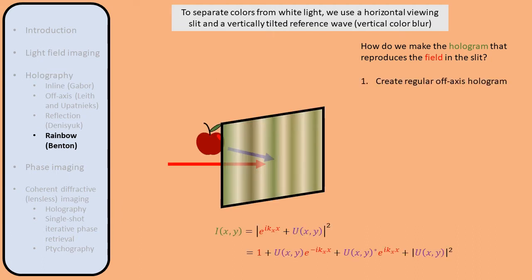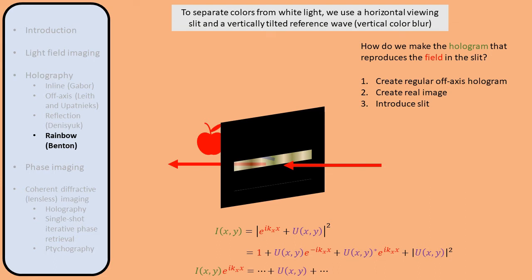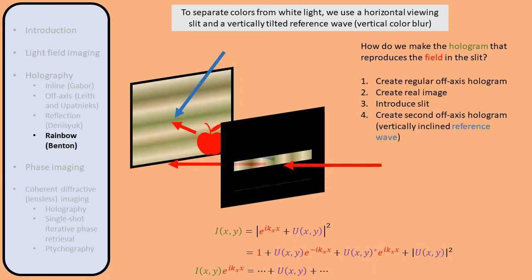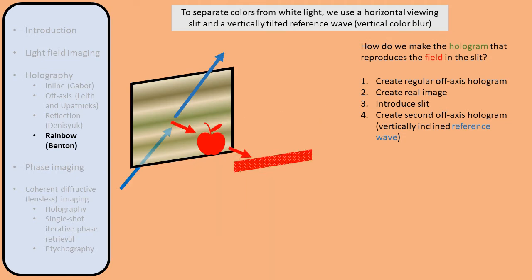First, we create a regular off-axis hologram by having the field reflected by the scene interfere with an off-axis plane wave and recording the intensity. If we illuminate the hologram with the reference wave from the other side, we create a real image of the scene. We introduce the horizontal slit and then create an off-axis hologram of the transmitted field using a vertical reference wave. If that hologram is illuminated by the reference wave from the other side, it will create a real image of the field in the slit, which is what we wanted.